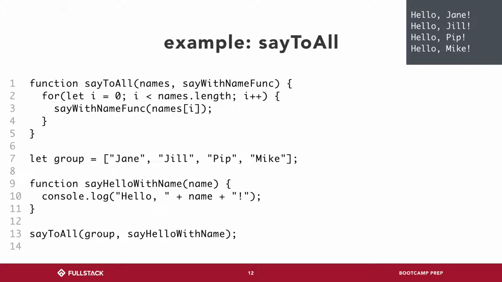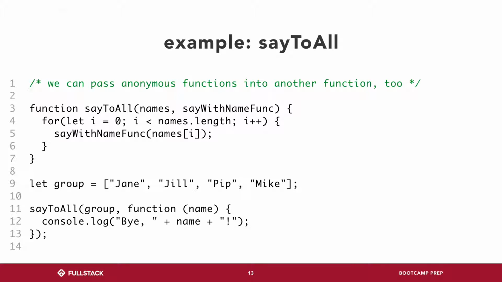So next, I guess they're doing the same thing here that I just did, where instead of passing the actual named function, they're just passing an anonymous function. But it would do the same thing. It would just say bye Jill, bye Jane, bye Jill, bye Pip, bye Mike. We can pass anonymous functions into other functions too.